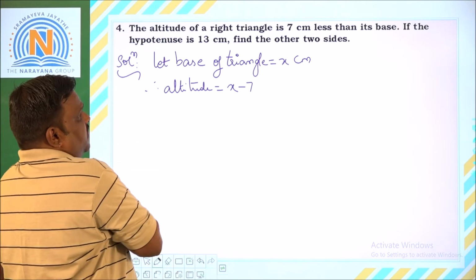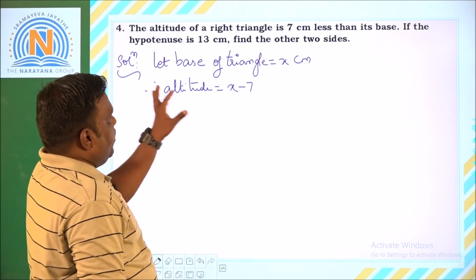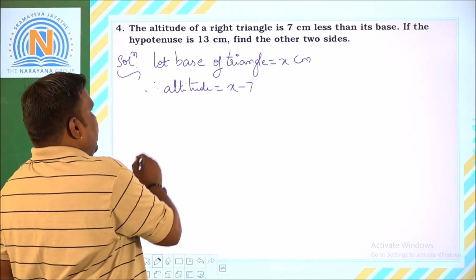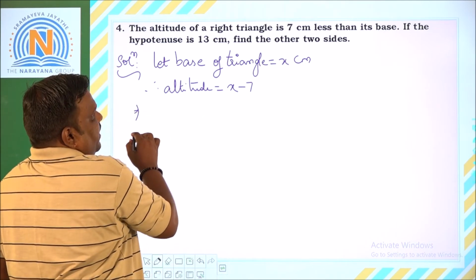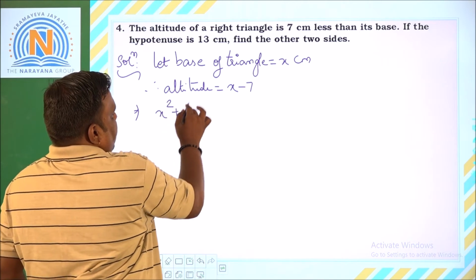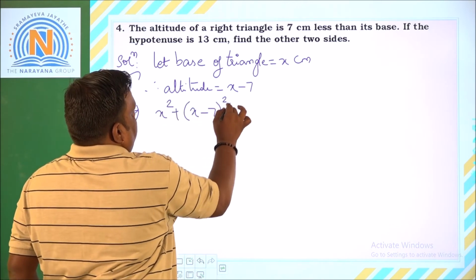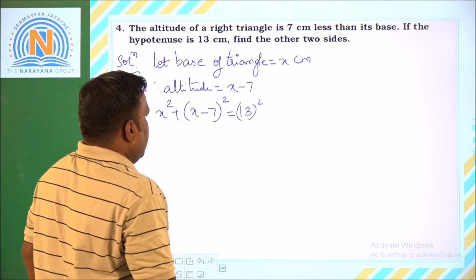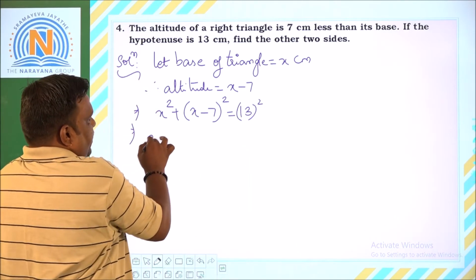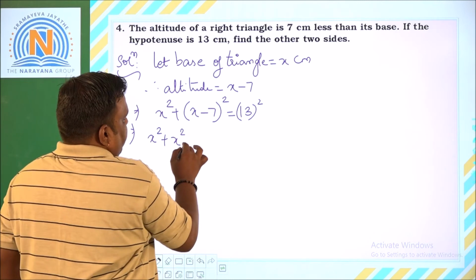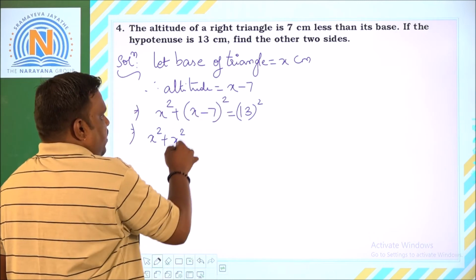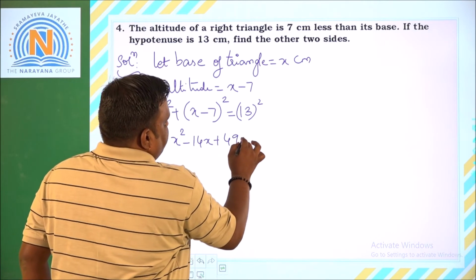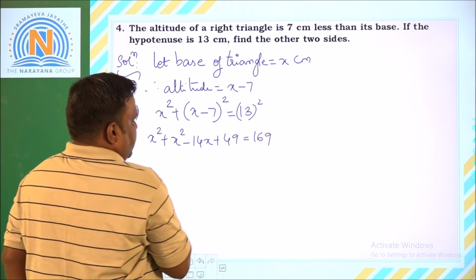So according to the Pythagoras theorem, we know that hypotenuse square is equal to side square plus side square. So for a right angle triangle, I can write it as x square plus x minus 7 whole square is equal to 13 square. Now simplify this part. Using the a minus b whole square formula, x square minus 14x plus 49 is equal to 169, 13 square.